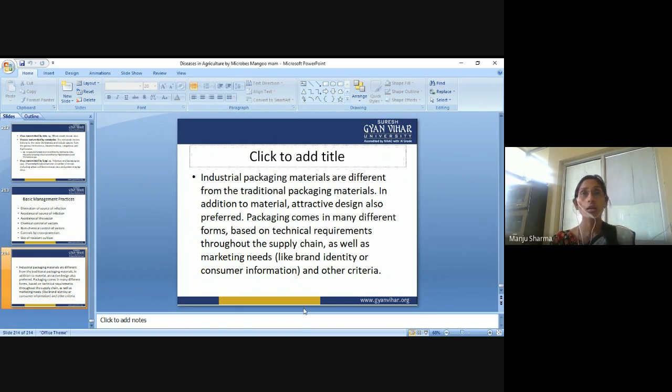So this is all about the viruses, the structure of the viruses, different types of viruses that transmit the diseases, and also talked about different types of DNA or RNA viruses, diseases caused by them, and how we can manage the viral diseases.